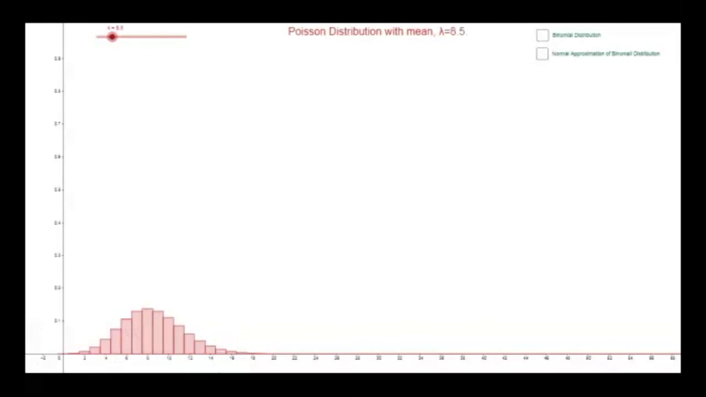When we consider a Poisson distribution with mean lambda equal to 8.5, the graph looks as if it is fairly symmetrical, but there are fewer possible values to the left of the mode, and there are more possible values, remembering you can get any value, so there is a long tail to the right of this distribution. So this distribution is positively skewed.